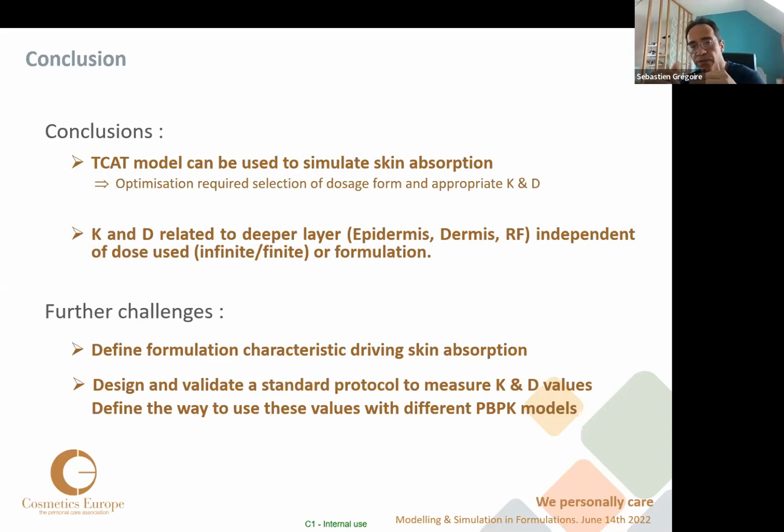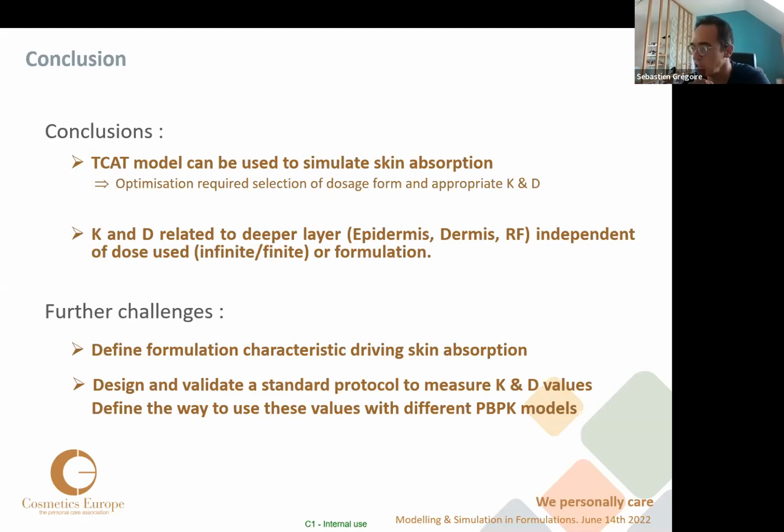And the partition and diffusion coefficient of the deeper skin layers, meaning epidermis and dermis, should be less affected by the formula. The idea is to measure this partition and diffusion coefficient for epidermis and dermis in a different experiment, which is independent of the formula.